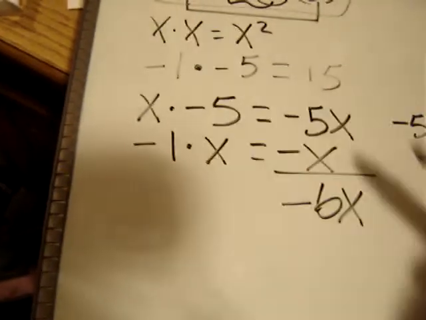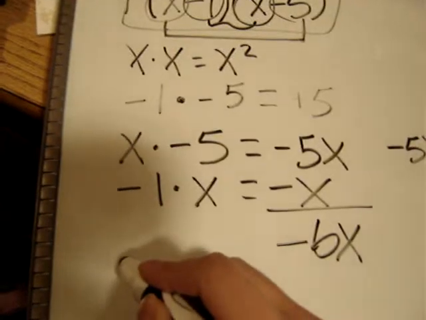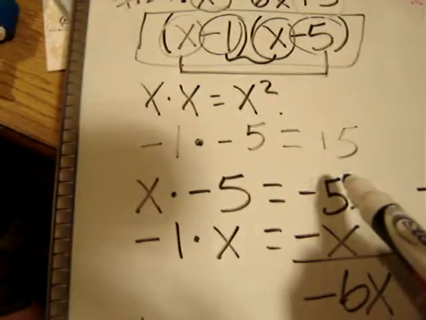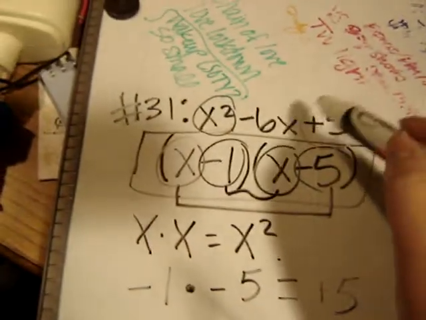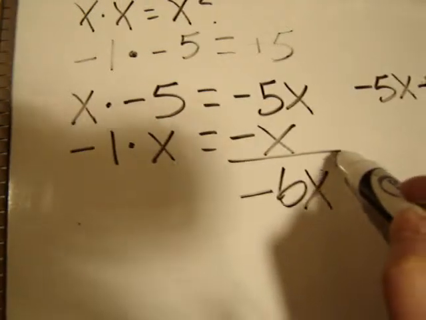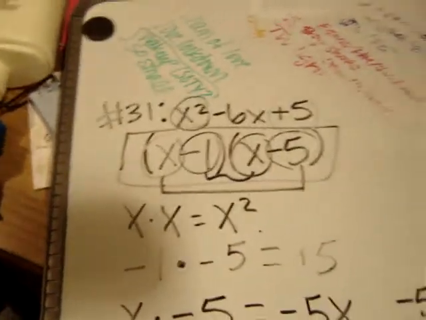So if you write out all that stuff that you got, you have x squared right here, that's the first number. And then you have positive 5, which is that last number in the equation. And then you have negative 6x, which is the middle of the equation. So see how that happened?